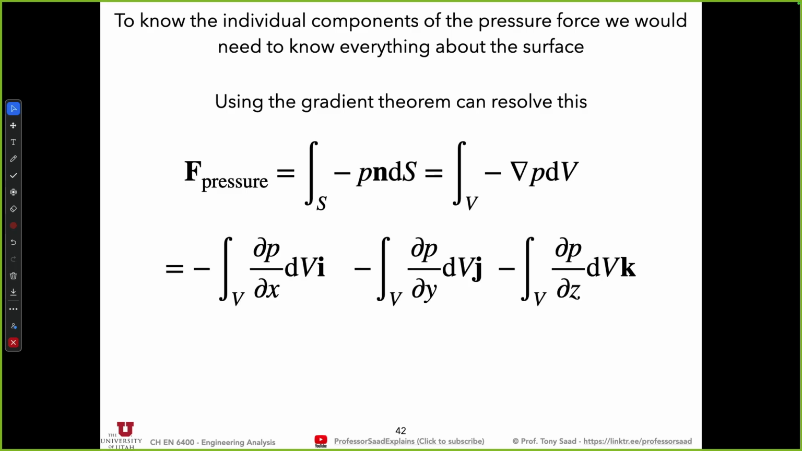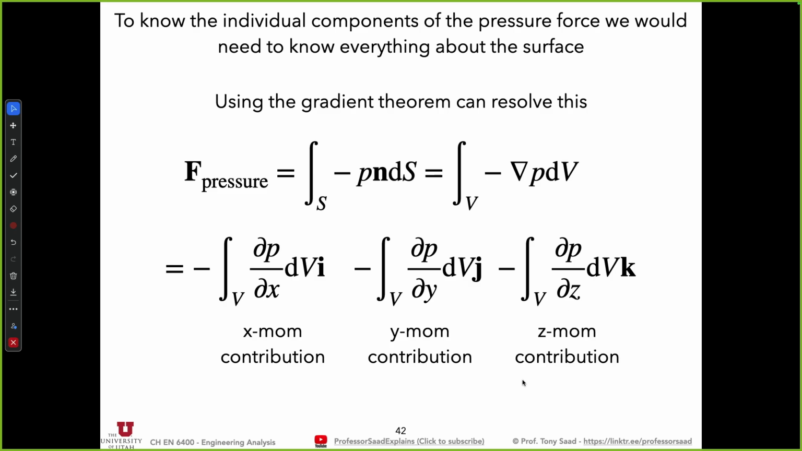So if you split that out, it's minus dp/dx i, minus dp/dy j, minus dp/dz k. You still have the volume integral. You need to integrate over the volume. We're going to get rid of the volume integral later. But it automatically gave me the x, y, and z momentum contributions, right? So that's my x momentum contribution, that's my y momentum contribution, that's my z momentum contribution.